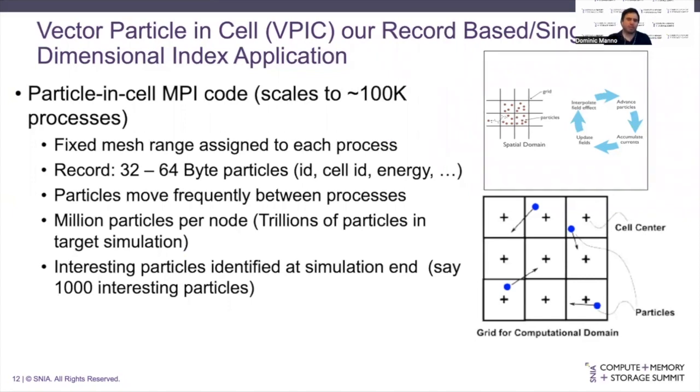But the interesting phenomenon about the PIC code is that the interesting particles to a scientist at the end of the simulation are far, far, far fewer than the total amount of data written. So if we use our example of trillions of particles in the entire simulation, it could be that only 1,000 of them end up being interesting. So this is a huge data reduction problem, and it lends nicely to what computational storage can provide in terms of benefits.